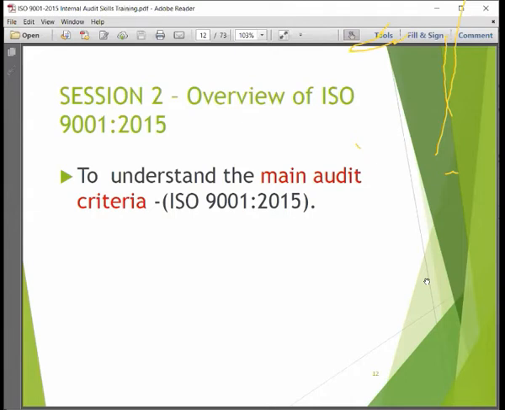Okay. So we want to move to session 2, where we want to take some time to look at the main audit criteria that we're going to use. Remember what we mentioned as we started, that to become a good auditor, you have to understand the audit criteria. We did this when we were doing the awareness of ISO 9001. So it's just reminding ourselves. And we are now focusing on audit. If it's a requirement, what will you be looking at?